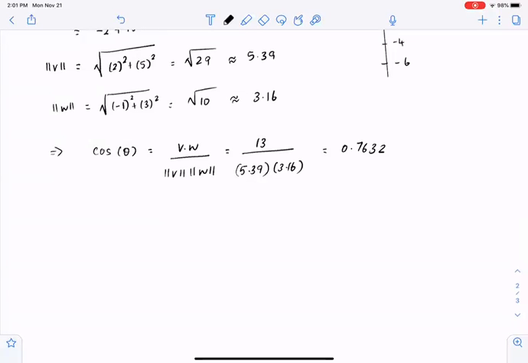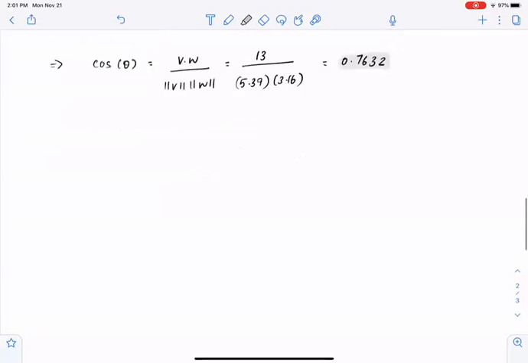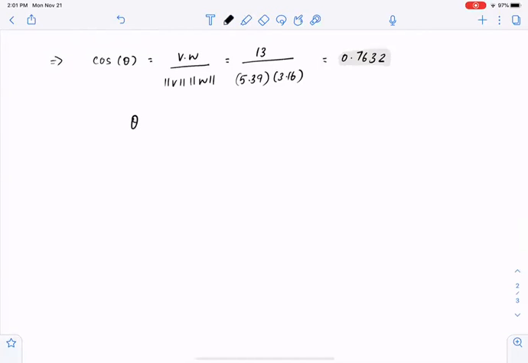An easier way to check your answer: when you get the result here, it cannot go over 1 and it can't go below -1, because whatever answer you have corresponds to cosine theta, and cosine doesn't produce a value above 1 or below -1. So theta will be cosine inverse of 0.7632.